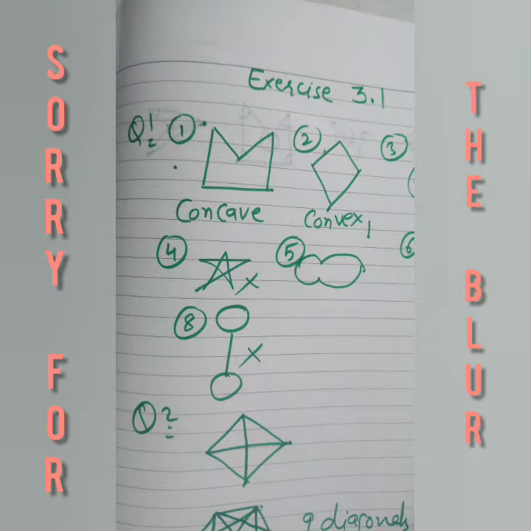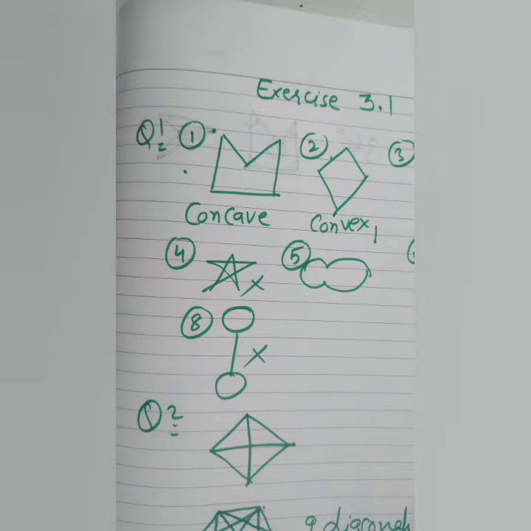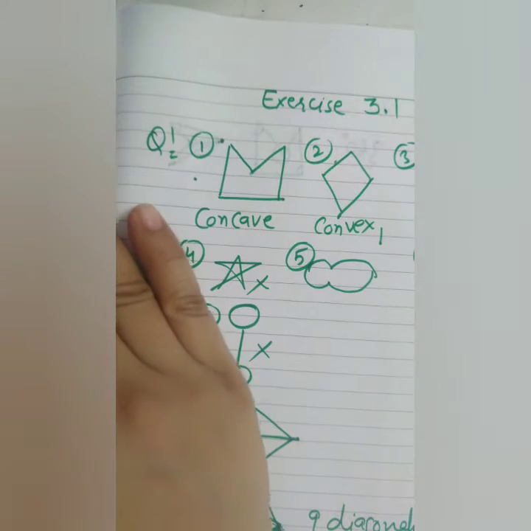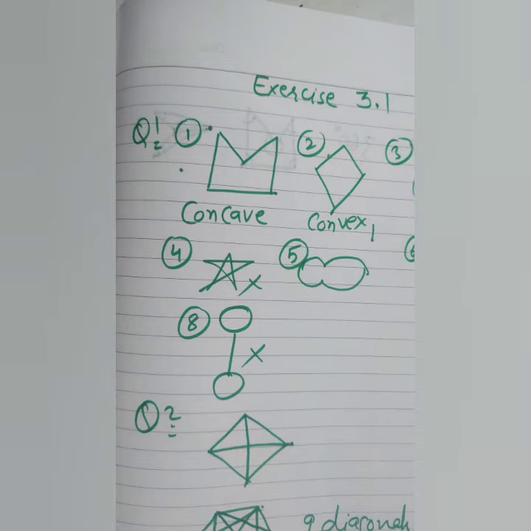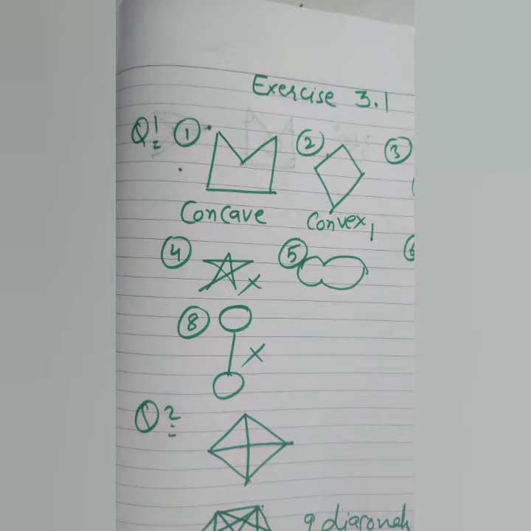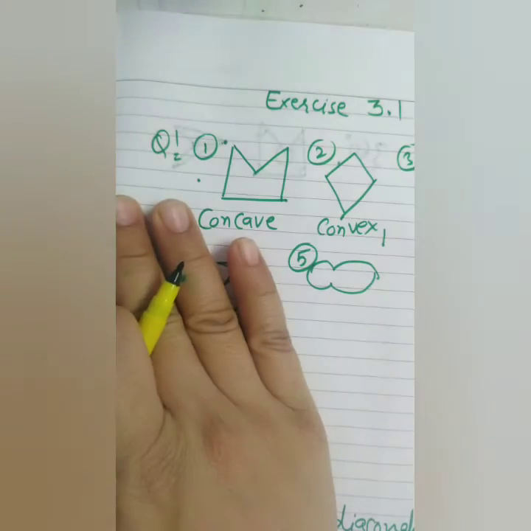Hello friends, today we are going to solve exercise 3.1 of chapter number 3, understanding quadrilaterals. Okay, so what is question number 1? Question number 1 says, given here are some figures, classify each of them on the basis of the following: simple curve, simple closed curve, polygon, convex polygon or concave polygon. Okay, so we have all the figures drawn over here.